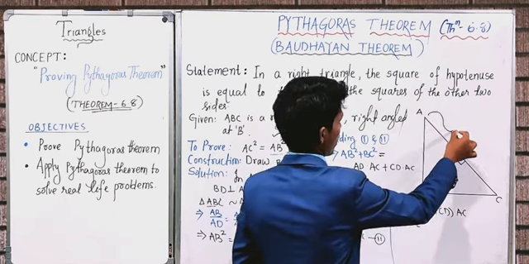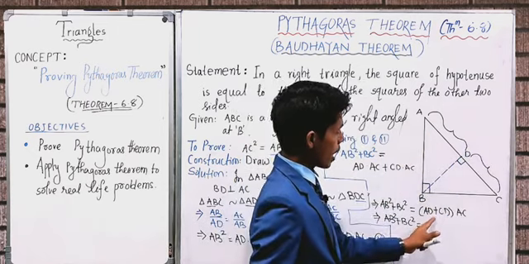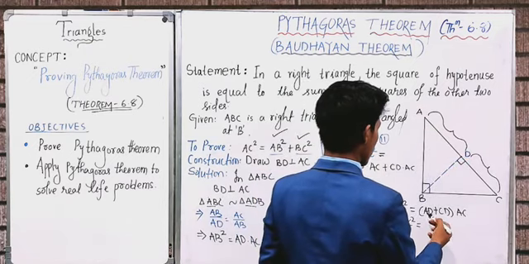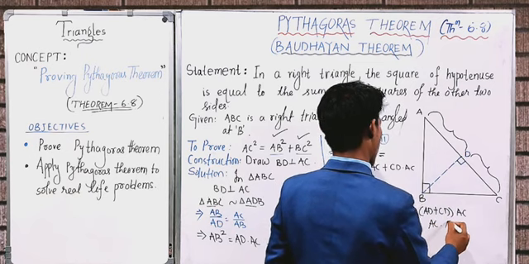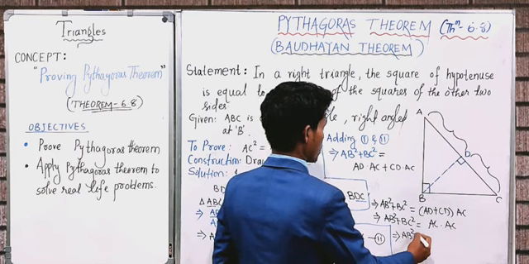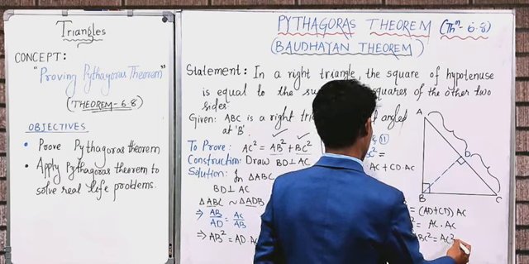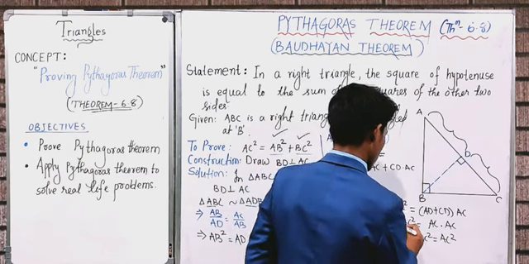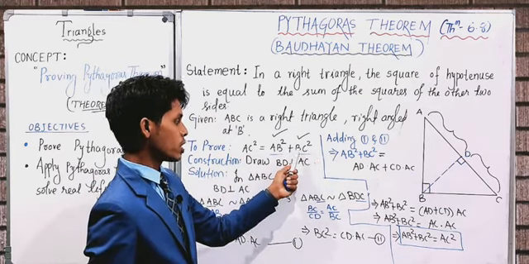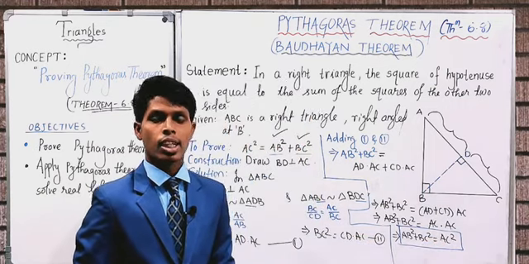Next, AB square plus BC square is equal to AD plus CD. See from the figure, AD plus CD, they are added together to form the whole length AC, yes or no? So in place of AD plus CD we can write AC, and again there is another AC. So now we got AB square plus BC square is equal to AC into AC is equal to AC square, and this was given to prove here. AC square equal to AB square plus BC square, and here we got AB square plus BC square is equal to AC square, which is Pythagoras theorem.